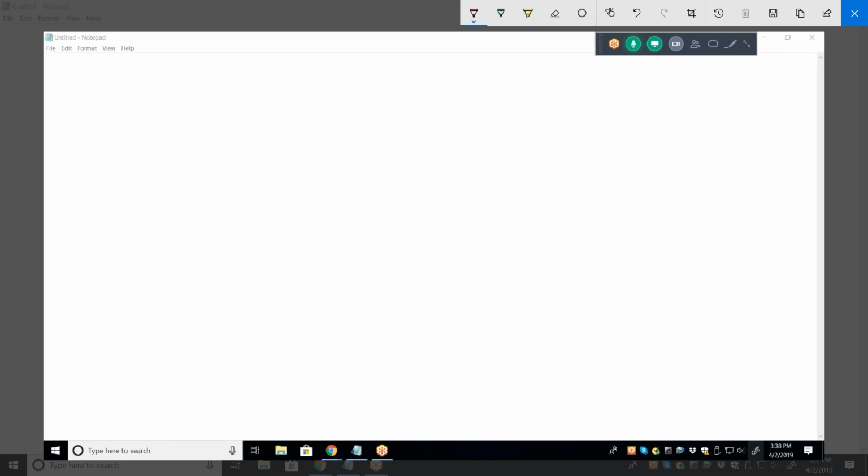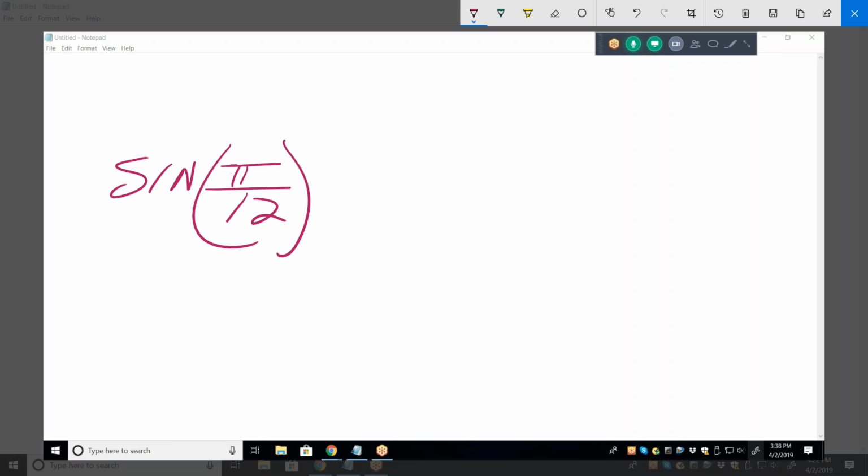Then there were also some problems that were talking about using the half angle formulas. Okay. So find the sine of pi over 12. So this is going to be in radians. That's fine. Find the sine of pi over 12 using a half angle formula and a sum or difference formula. Either one? Either one. Okay.